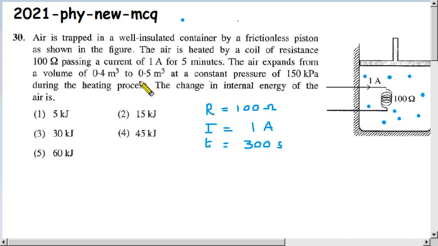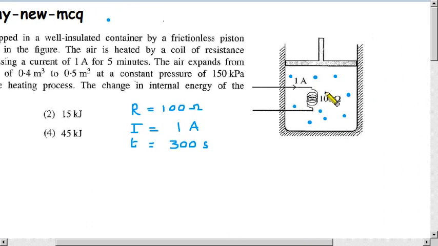The air expands from a volume of 0.4 cubic meter to 0.5. What happens when we heat up this container inside? The gas expands. This piston pushes upward, so the volume increases. The piston after a while will be somewhere here like this. So the volume increased. V2 is 0.5, V1 is 0.4 cubic meter.